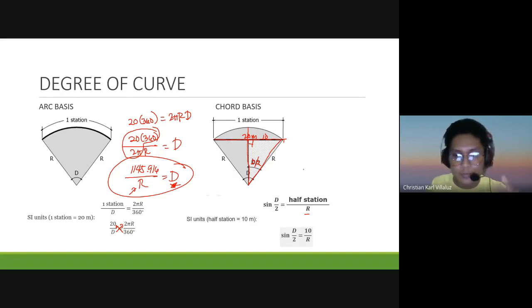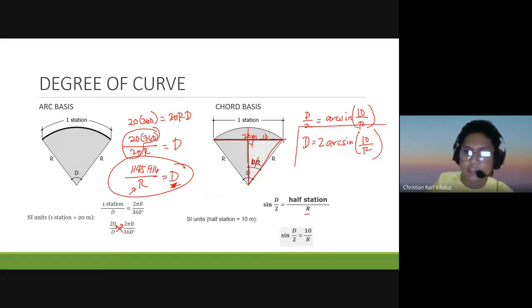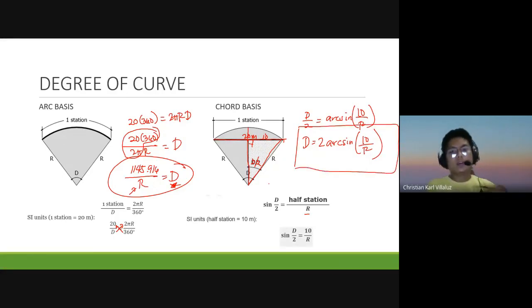So, to find the degree of curve, take the arc sine of 10 over r, then multiply it by 2 to isolate d. So, this is the solution in determining the degree of curve by chord basis.